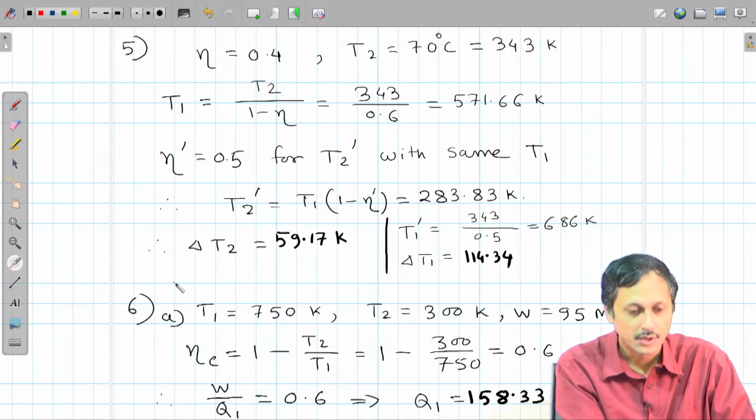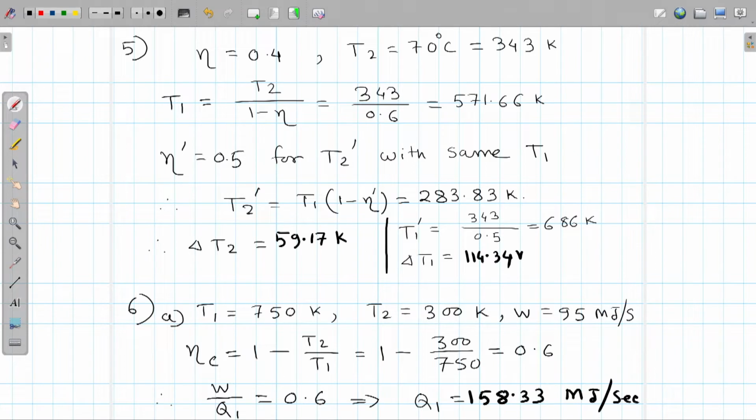or we have to reduce the temperature of the sink by 60 Kelvin in order to boost the efficiency from 0.4 to 0.5, right. So, both ways this problem is solvable.